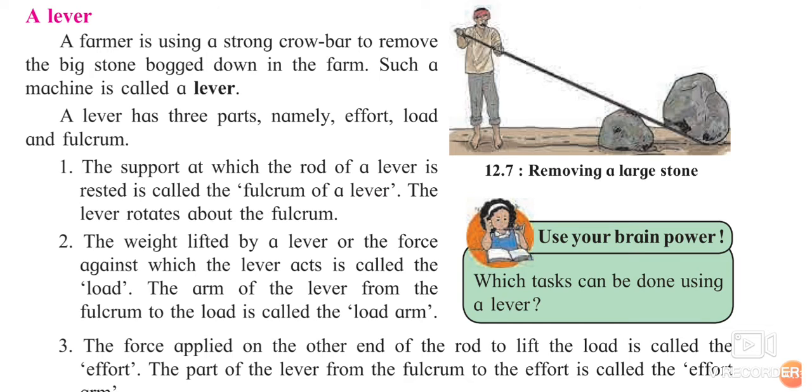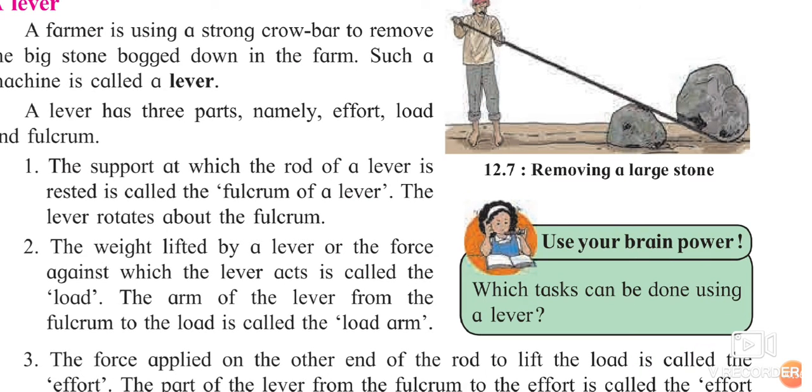The area from which you are giving out the effort is said to be the effort area. The part which you are going to pick up or cut down is said to be the load, and the middle part which is helping it do so is said to be the fulcrum. The support on which the rod of the lever rests is called the fulcrum. The weight lifted by the lever, or the force against which the lever acts, is called the load.